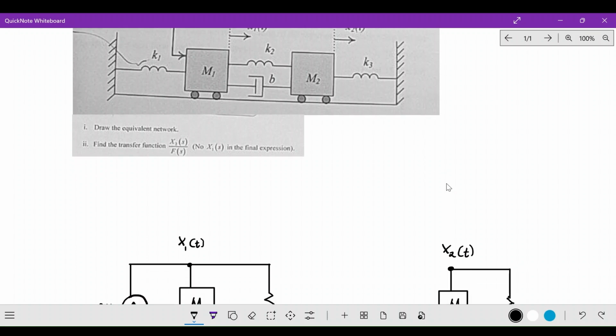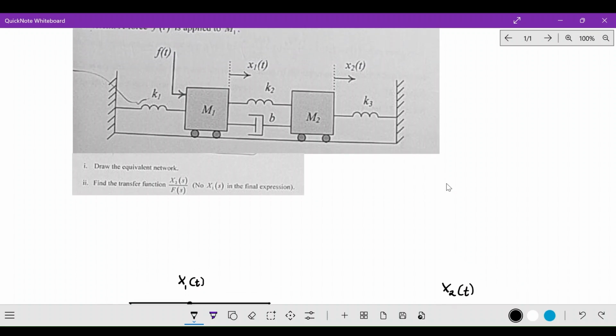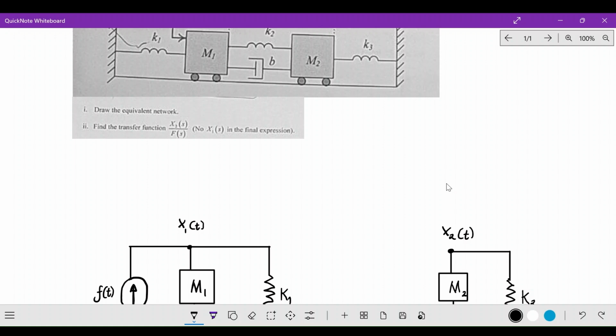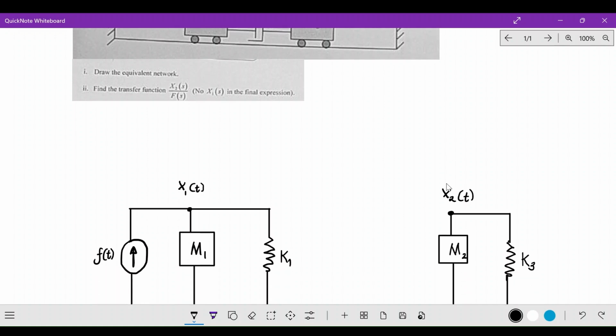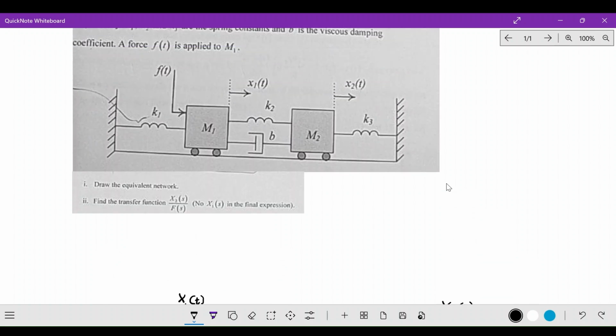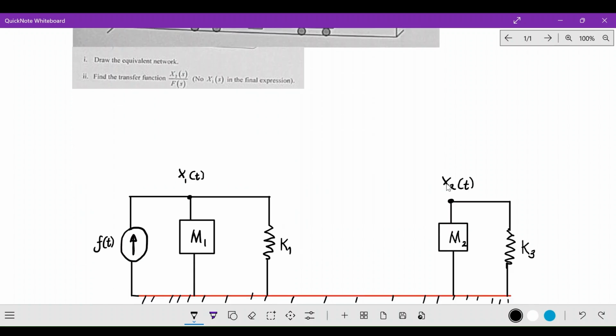You see that spring k2 and the damper have the same displacement, which is between x1 and x2. So they must be connected in parallel between node x1 and node x2. I'm going to connect these two elements, which are a spring with a spring constant k2, as well as the damper with viscous friction B. So let me just connect those two in parallel.